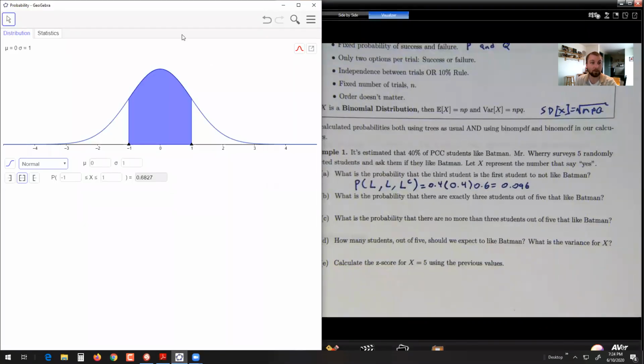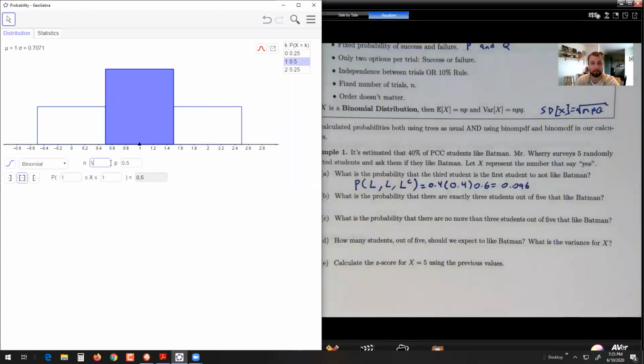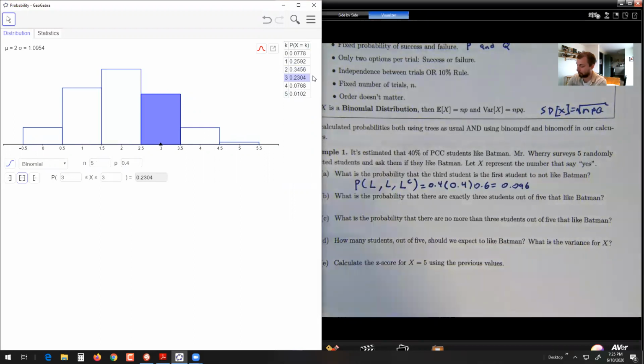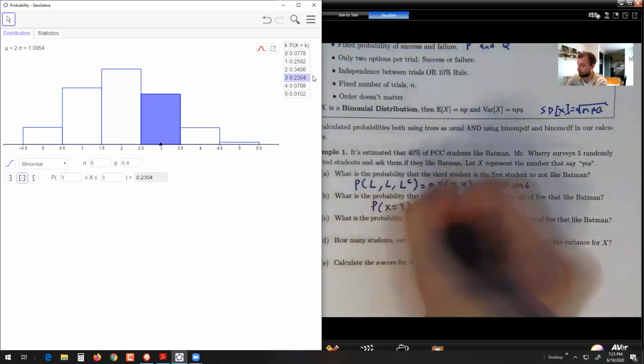When I go into GeoGebra, I'm going into probability. And I'm not working with the normal model here, I'm working with binomials. I am looking out of 5 individuals, so I'm going to change my N to 5. 40% like, so I'm going to change that P to 0.4. I've got all of my probabilities showing up there on the side. In particular, if I was interested in exactly 3, it looks like there is a 23.04% chance of that occurring.